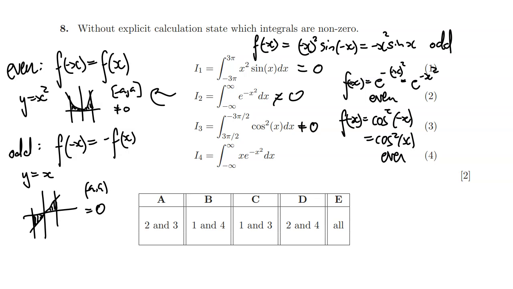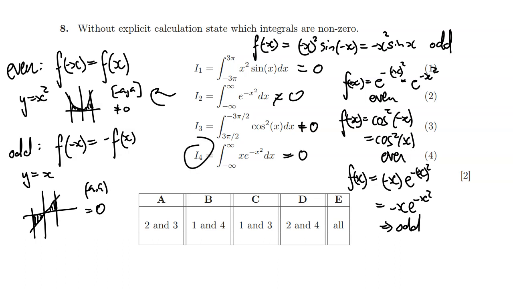What about the last one? f of minus x equals minus x e to the minus x squared, which equals minus x e to the minus x squared, which is odd. So it does equal 0. So then this one equals 0 and this one equals 0. But in the question, it wants the ones that are non-zero, which is 2 and 3. So the answer is A.